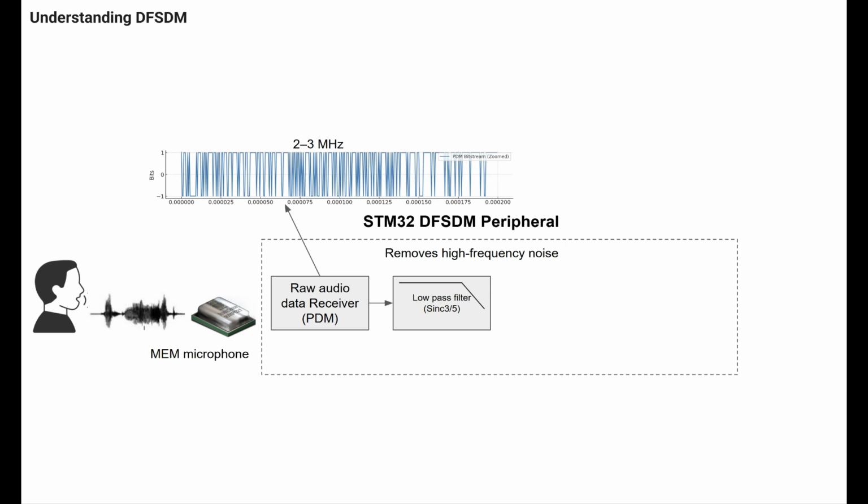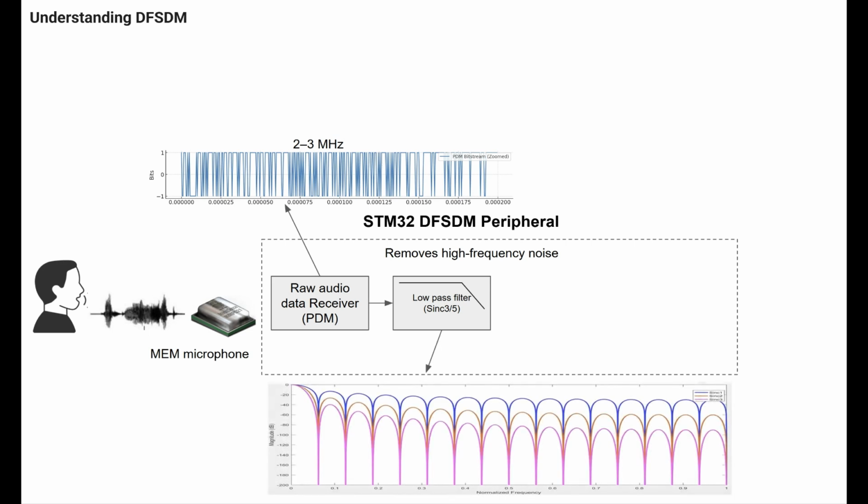STM32 uses sinc filters by default, a type of low-pass filter. You can choose the filter order. It is recommended to use order 3 to 5 to achieve optimal performance. The main goal of the filtering section is to remove high-frequency noise from the audio signal. Then the signal will pass to the decimator section.